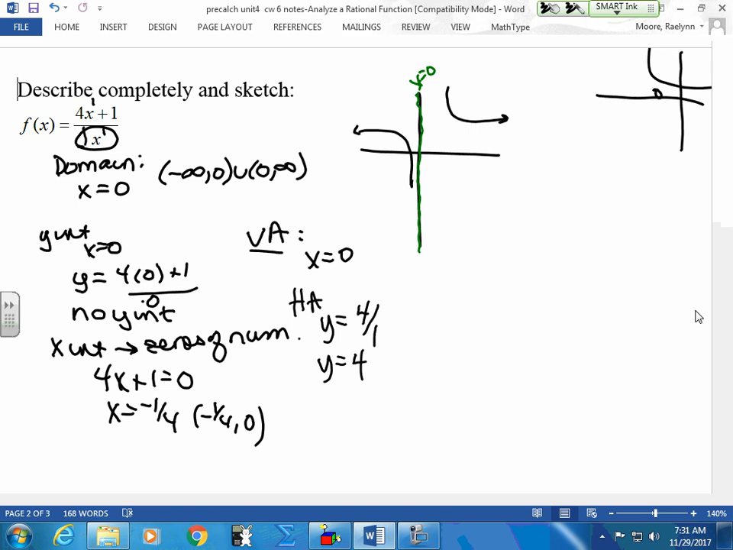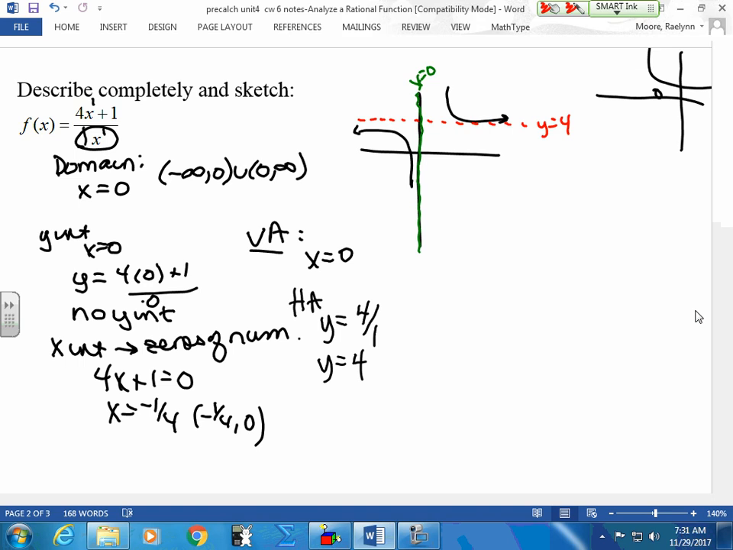When the degrees are the same, you just take the leading coefficients from top to bottom. Be careful, sometimes the highest values are not always in front, and sometimes they have to be multiplied out. So I take this, and here's my asymptote right here. Y is equal to 4. This is causing my end behaviors to behave like that.